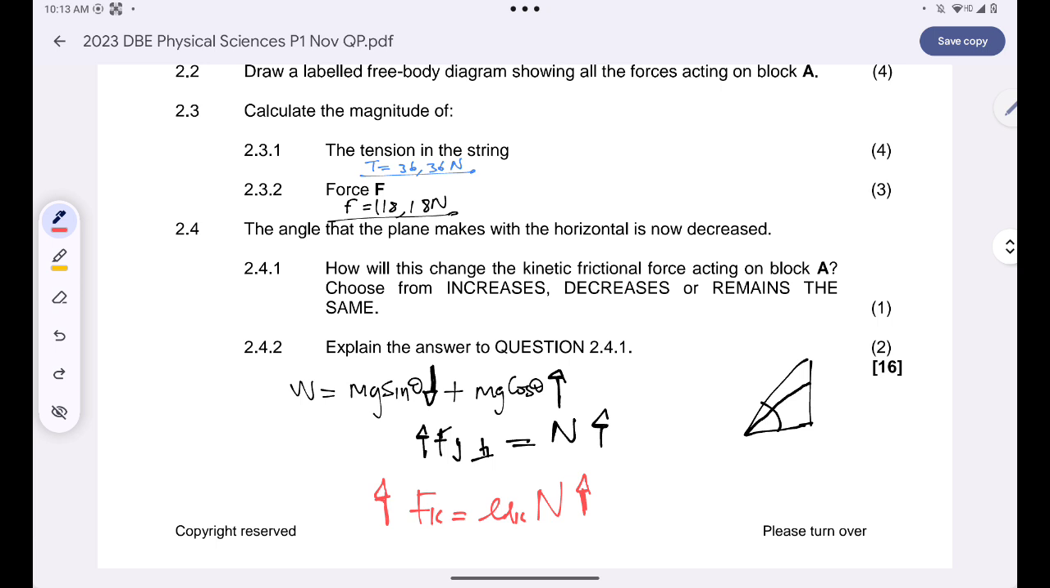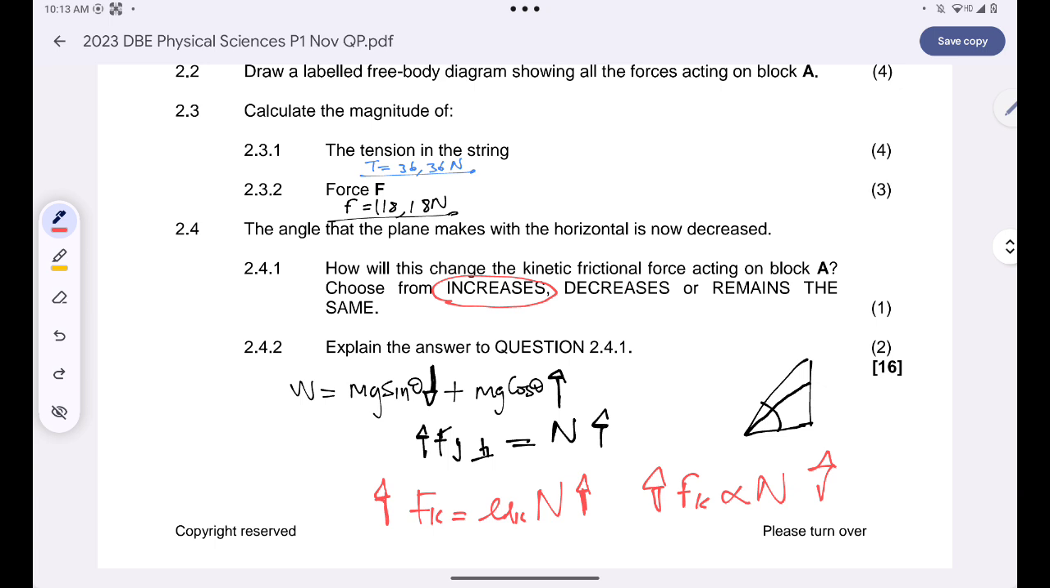Are you together? So the answer here is increase. Explain your answer. You'll simply say that whenever an angle is decreased, you are increasing the Fg perpendicular. And remember that Fg perpendicular is equal to the normal force. If Fg perpendicular is increased, therefore the normal force is also increased. But remember that the frictional force is directly proportional to the normal force. If I increase the normal force, friction will also increase.